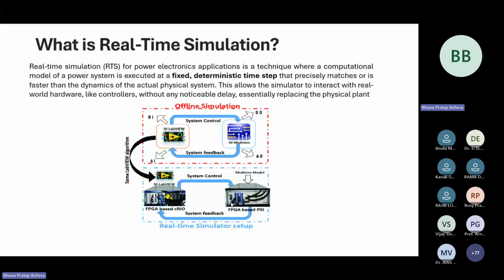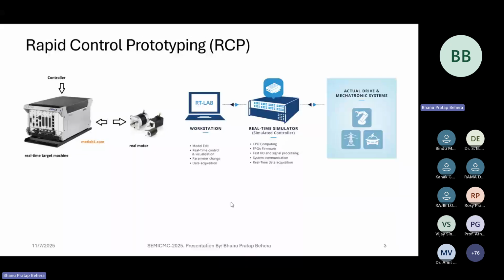So if you see what the different types of real-time simulation are, this is one type of real-time simulation which is called rapid control prototyping. Here what happens is that your controller model will run on a real-time target, and you have a prototype model of the plant. So this is a motor which is a prototype, and this is your controller dumped on a real-time target. If you are validating your controller in this way, this type of validation is called rapid control prototyping.